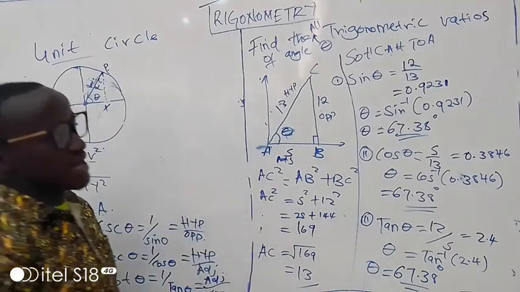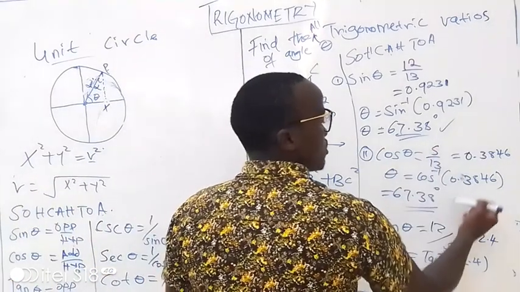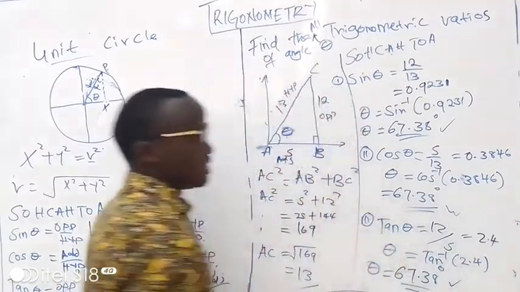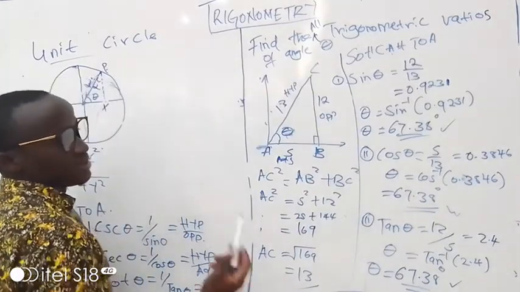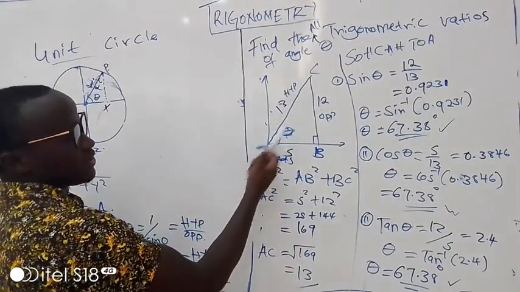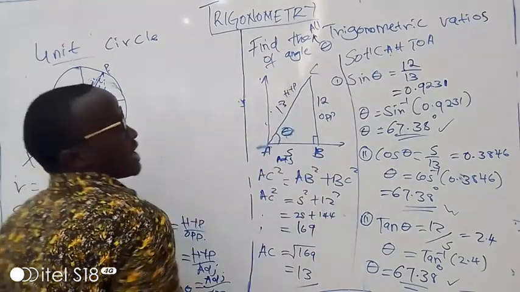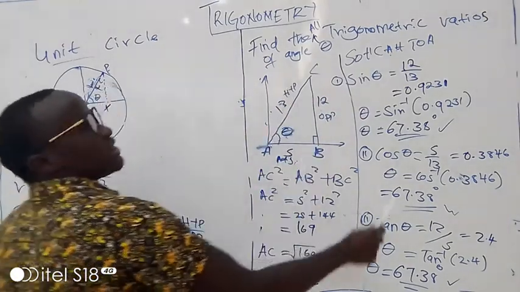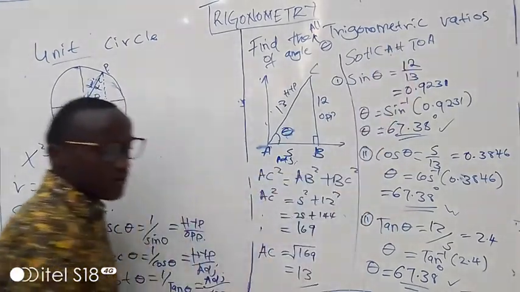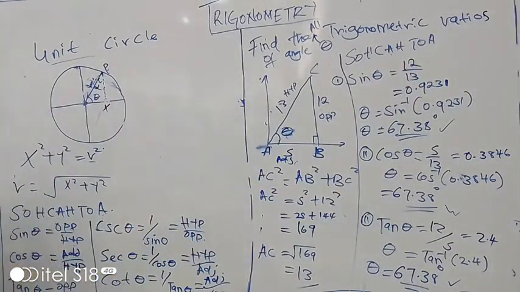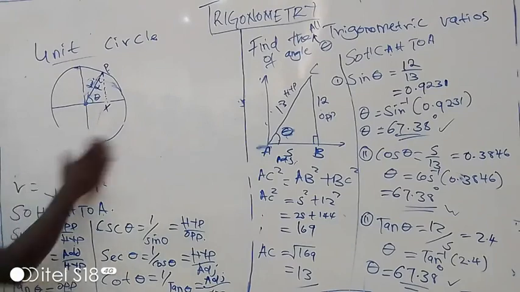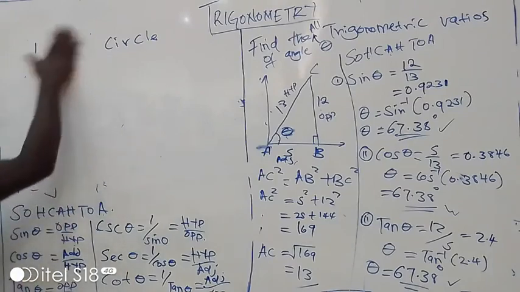Now, as you can see, this is equal to this and this is equal to this. So the moment you are given a question to do with trigonometry and this is a right angle triangle, you can find all three sides and then use any one of them. There's no need of you doing all the three. Now you can come here and still continue with this.